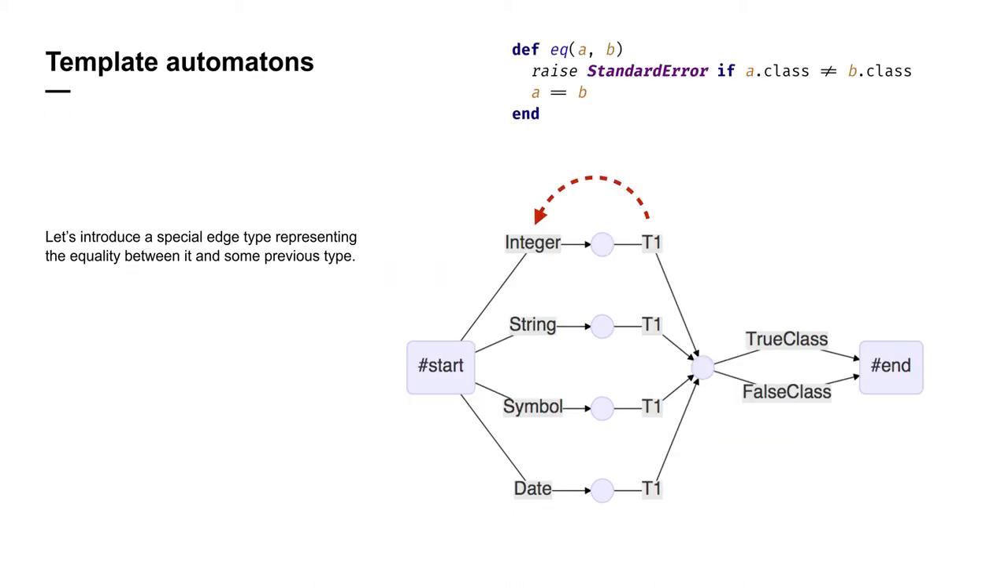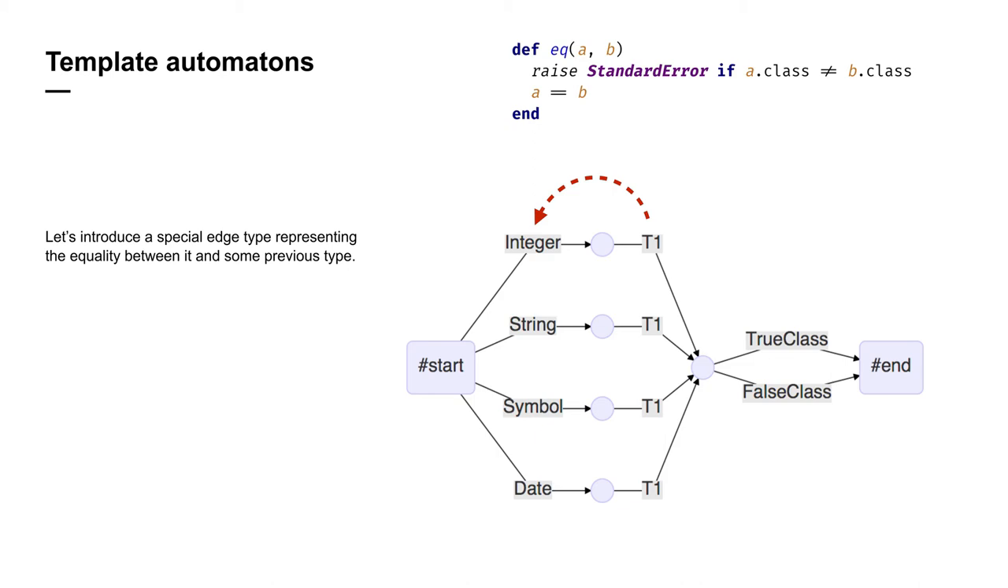Well, let's do a little trick. Let's introduce a special type of arrows. We'll call them reference types. They will reference some previously passed parameters. For example, T1 will mean that the type is the same as the type of the first parameter.